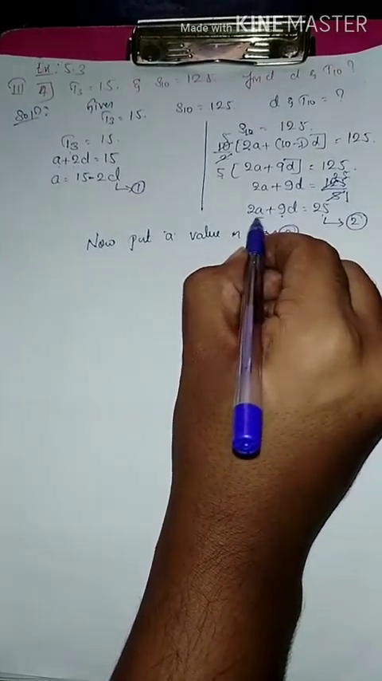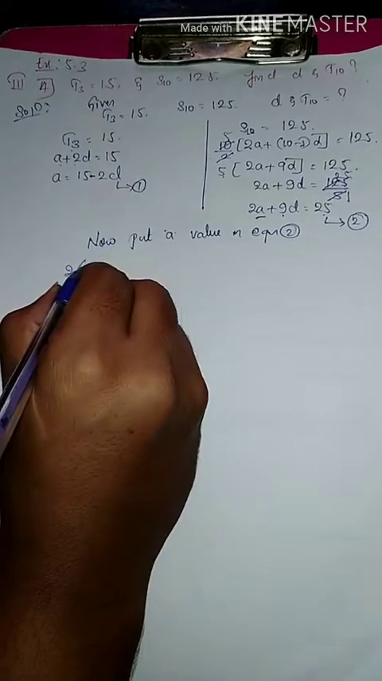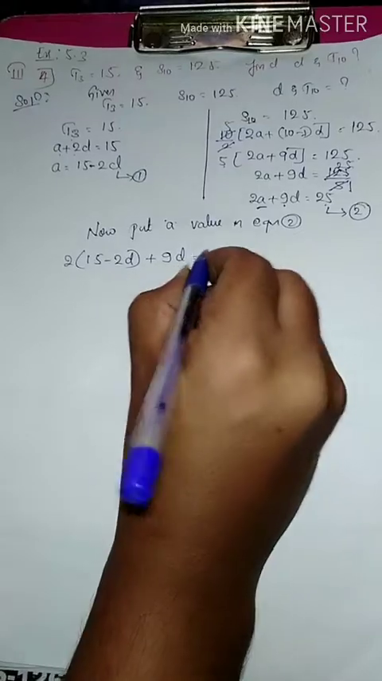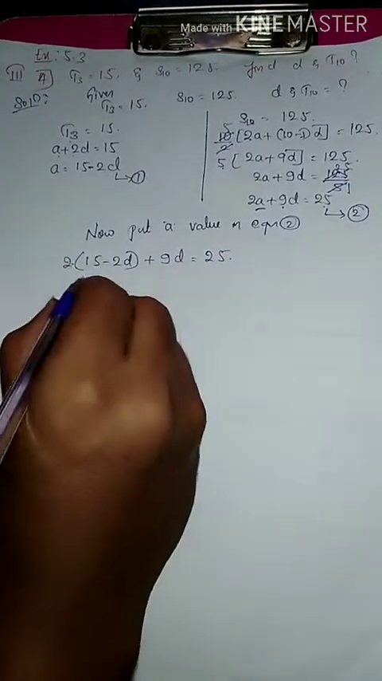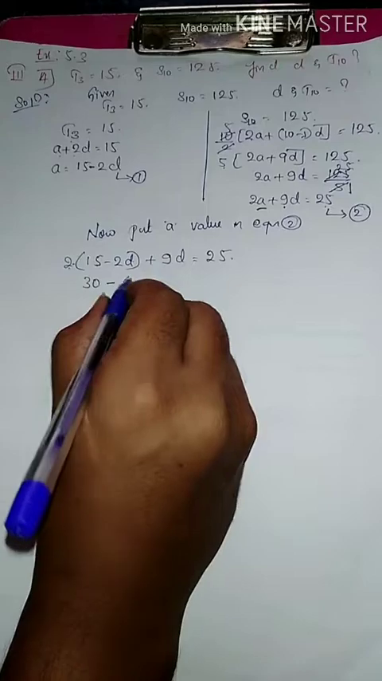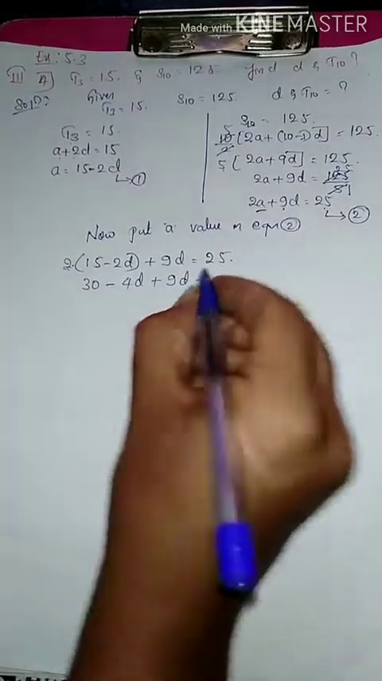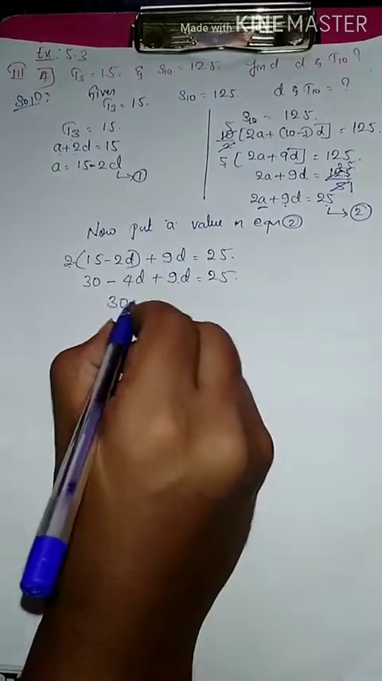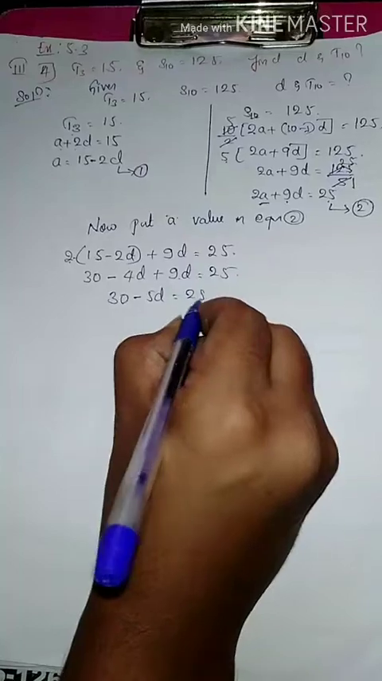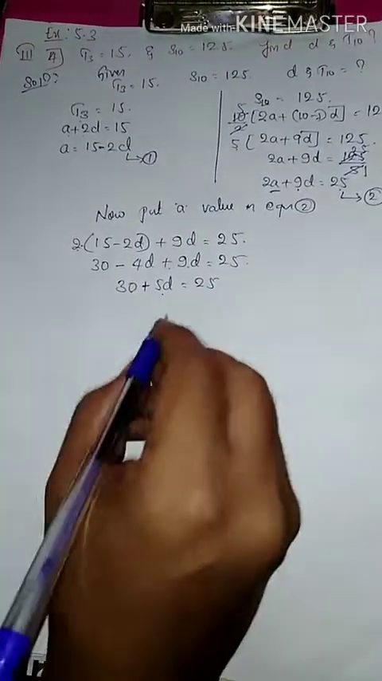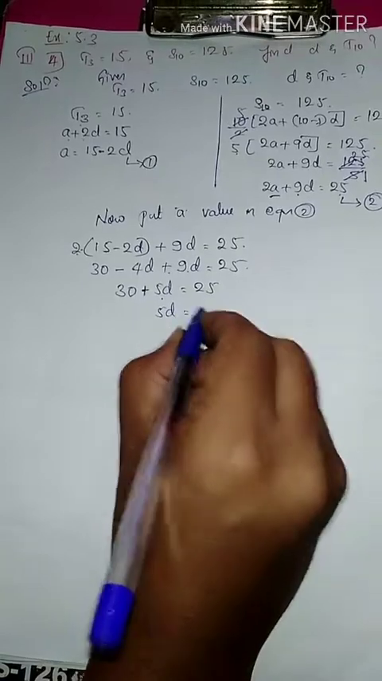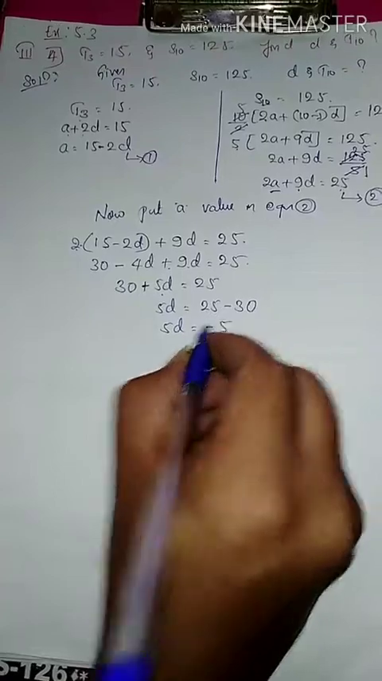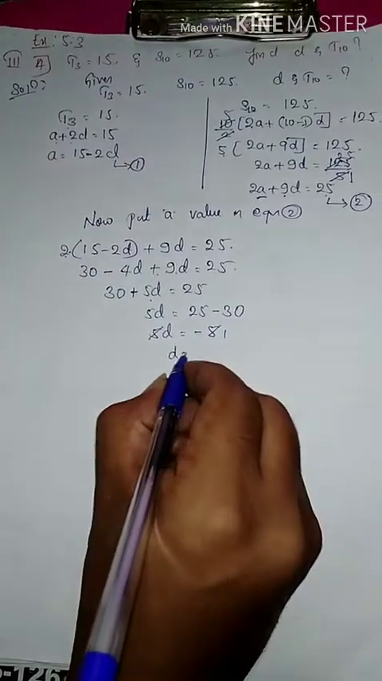But A value is 15 minus 2D. So 2 into 15 minus 2D plus 9D is equal to 25. 15 twos are 30, minus 2 twos are 4D, plus 9D is equal to 25. So now 30 as it is, minus 4D plus 9D is plus 5D is equal to 25. Now 5D is equal to 25 minus 30. So 5D is equal to minus 5. So 5 ones get cancelled. D is equal to minus 1.